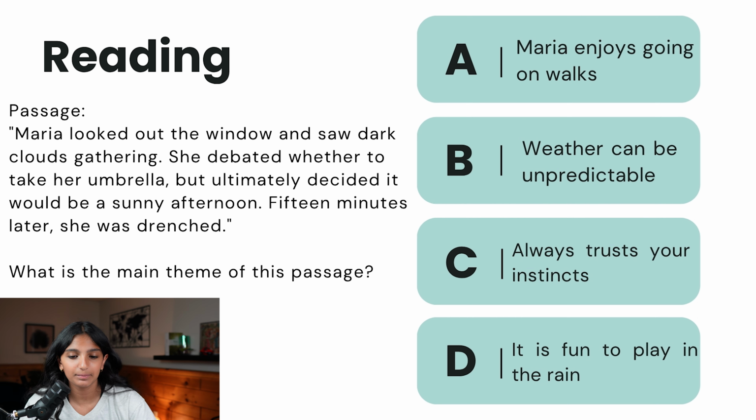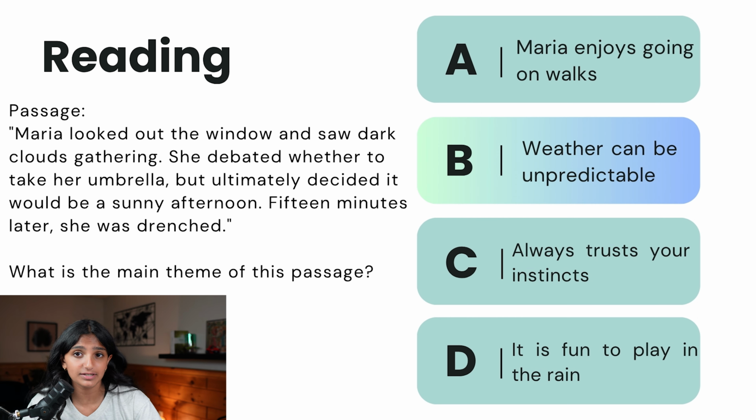If you said B. Weather can be unpredictable, you are correct. It seems like Maria does not enjoy playing in the rain, and it seems like trusting Maria's instincts was the thing that went wrong in this little story. So B is probably the best answer to pick for this question. All right.